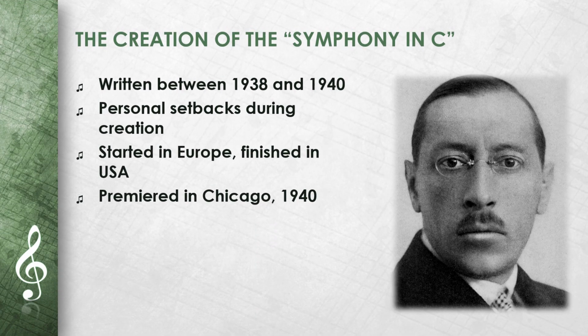Stravinsky wrote the Symphony in C between 1938 and 1940. During this time, he experienced many personal setbacks, including the death of his daughter, his wife, and his mother. He began the work in Europe and completed it in the USA. The premiere took place in Chicago in 1940. The work was performed by the Chicago Symphony Orchestra.